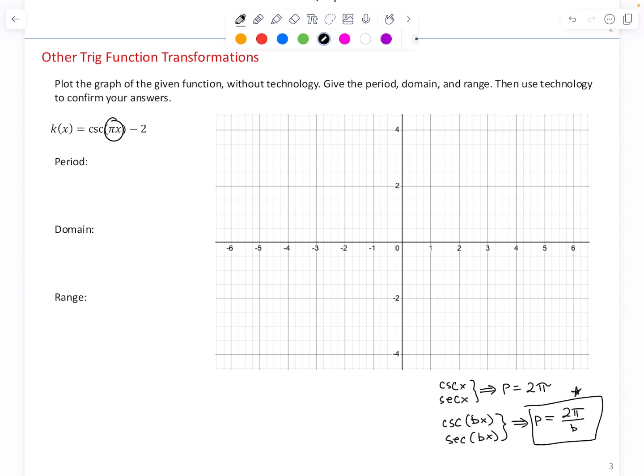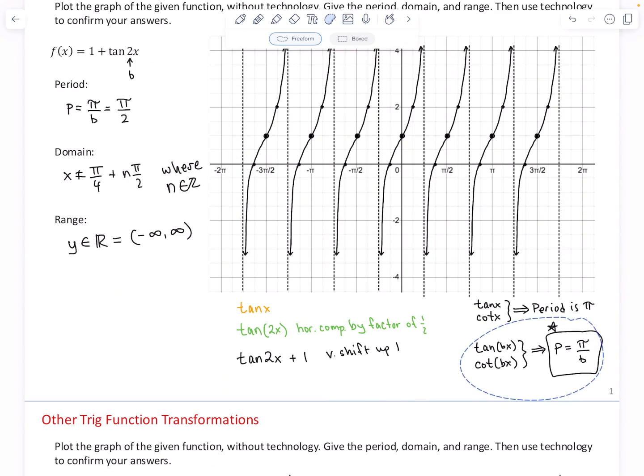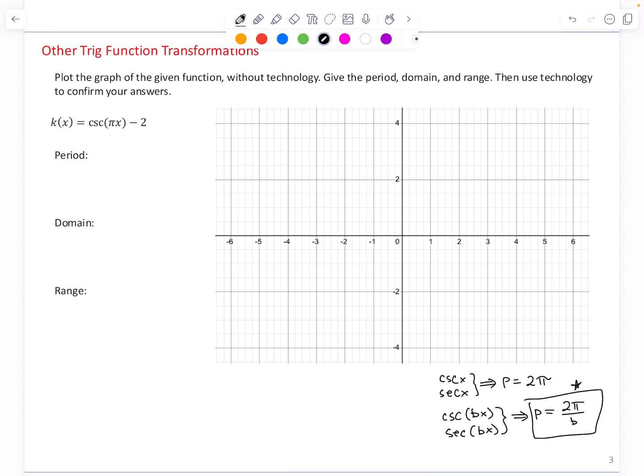This is a handy formula to use to calculate the period if you know b, or to calculate b if you know the period for transformations of cosecant and secant. Notice it is different than the formula for calculating the period for tangent and cotangent transformations. In these cases, you do pi divided by b because pi is the original period of tangent and cotangent. So when I see this cosecant pi x, let's go ahead and calculate the period up front. Period will be 2 pi, which is the original period of cosecant, divided by that coefficient, which is pi, which takes the period to 2.